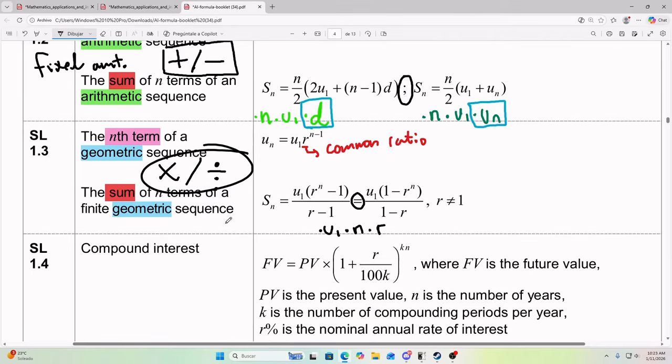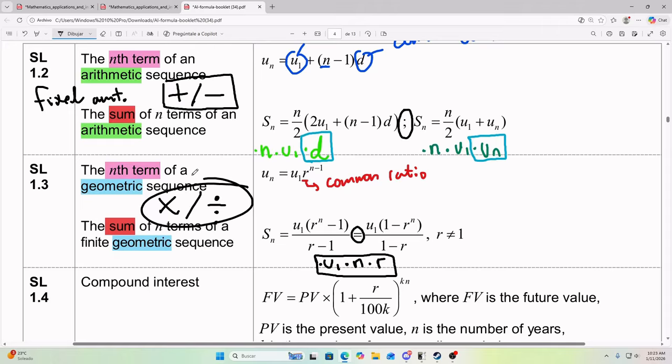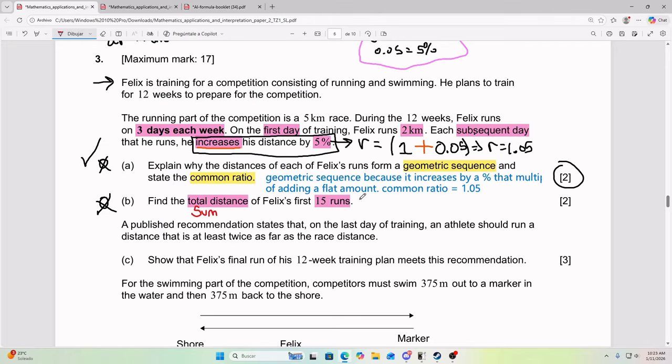The sum formula for the geometric one, both versions work, and both of them ask for U1, N, and R. Notice how the method is important. You identify it as geometric, you identify the variables you need to find, so U1, N, and R, and once you have them, you can plug in more easily. So let's go ahead and attempt to define that. U1 has to be this, N is something we still haven't discovered, and R we already got, so R is 1.05.